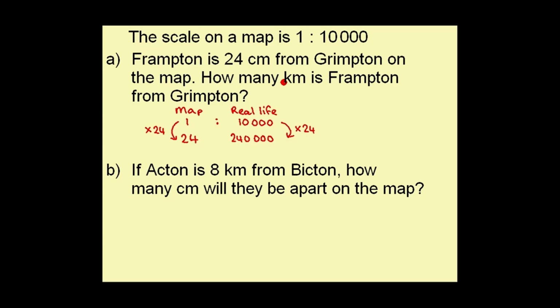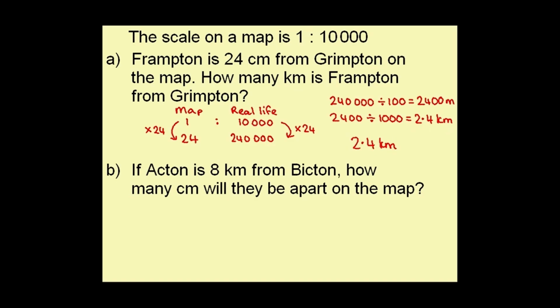I've got to change this into kilometres. So 240,000 centimetres can be divided by 100 to give metres, and that's going to be 2,400 metres. Now the metres, 2,400, can be divided by 1,000 to give kilometres. So that's 2.4 kilometres.